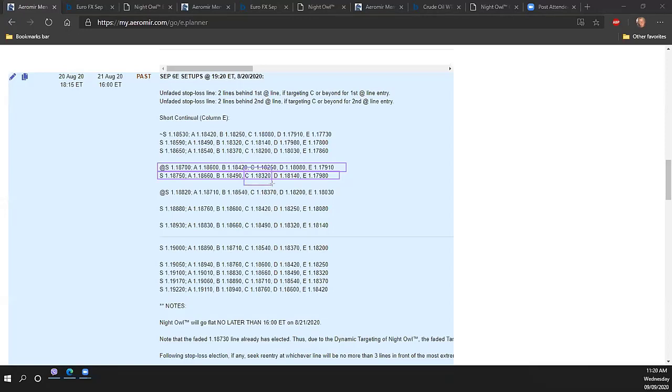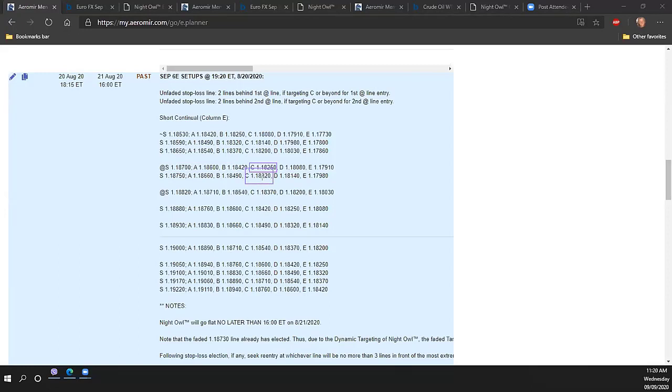This is the dynamic targeting. Before, we were seeking an exit here at 1827 with the 2-tick fade. But with election of 1873, we are now seeking an exit here, a 2-tick fade of 1834.